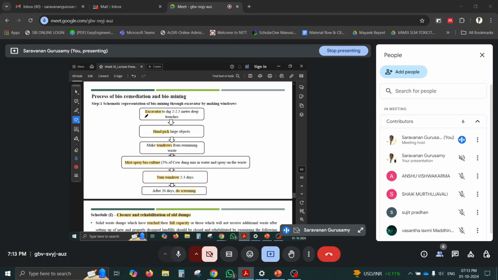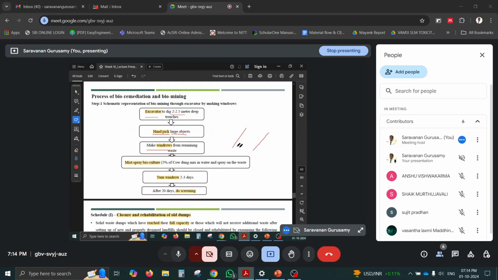This is one step: excavation, which we have to do to a depth of 2 to 2.5 meters. First we do all the process, then go to the next deeper layers. Then we first need to do hand picking of larger particles like coconut shells, bricks, and wood particles. Coarser particles we have to hand pick first. Then we have to do the windrow composting method.